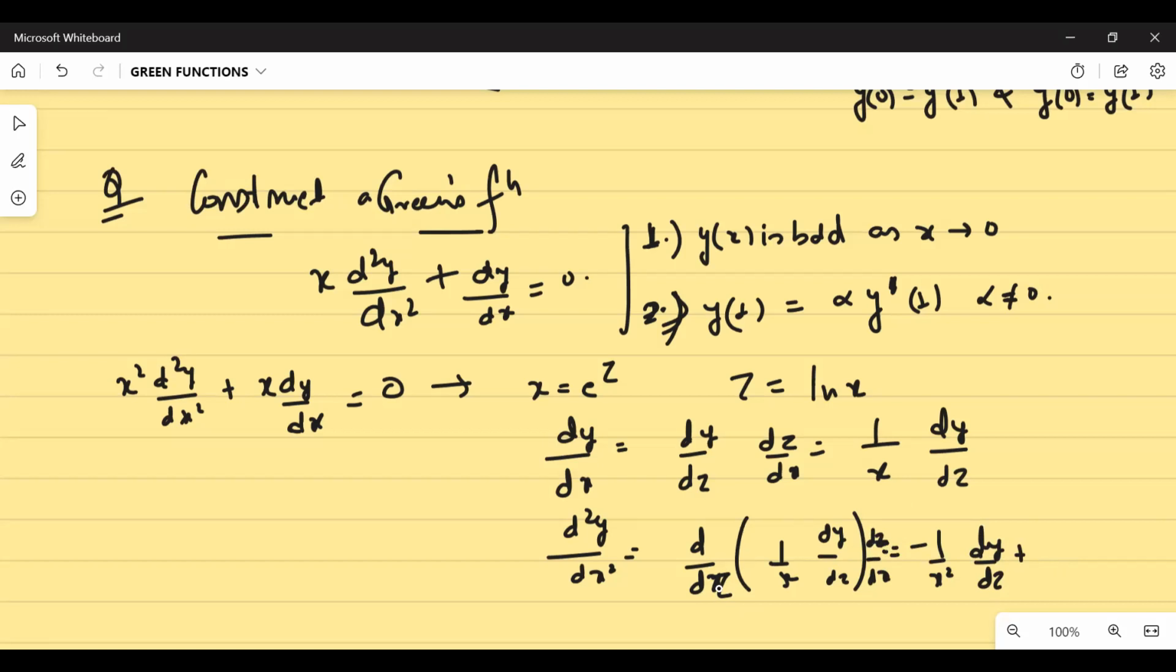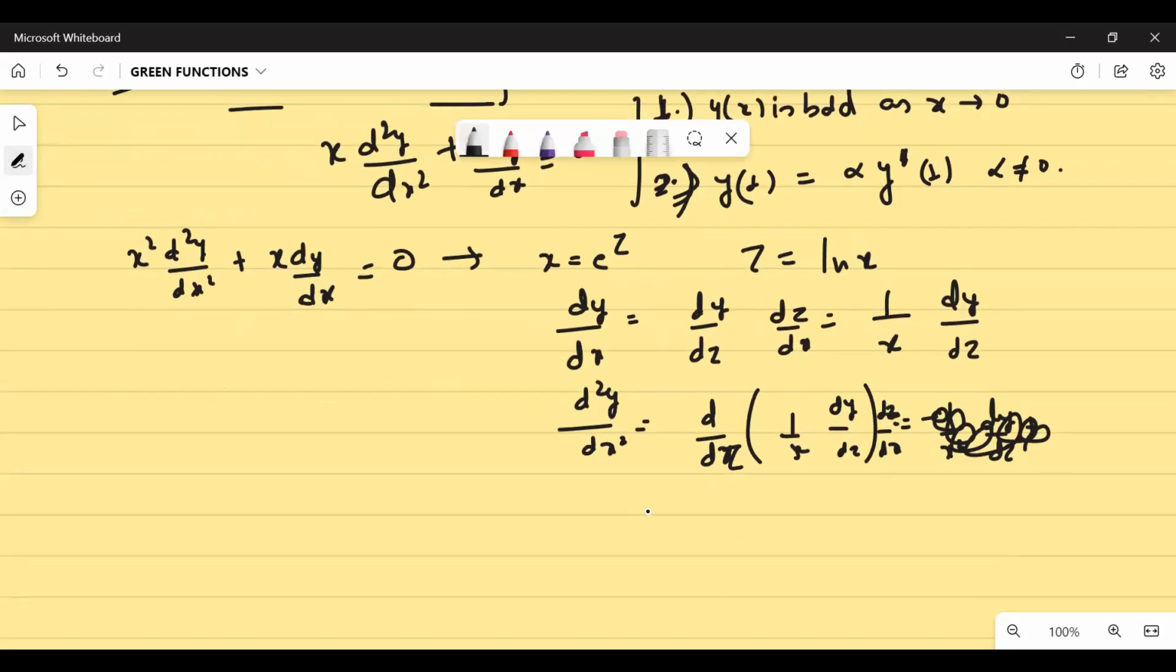Okay, so dz by dx I can write as 1 upon x. So this I can write as 1 upon x. So this will be 1 upon x, d by dz of 1 upon x, and then you have some dy by dz. Is that clear to you?